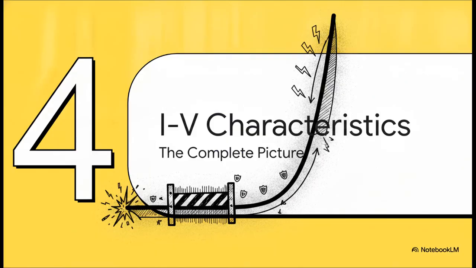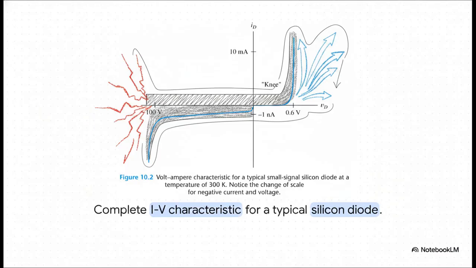Let's step back and look at the whole map now, the complete IV picture. We've looked at the forward surge, the reverse barricade, and that ultimate breakdown. Let's pull back to view the entire journey we just took along this continuous mathematical curve. This complete IV, or current voltage graph, unites all these distinct behaviors perfectly into one single visual story.